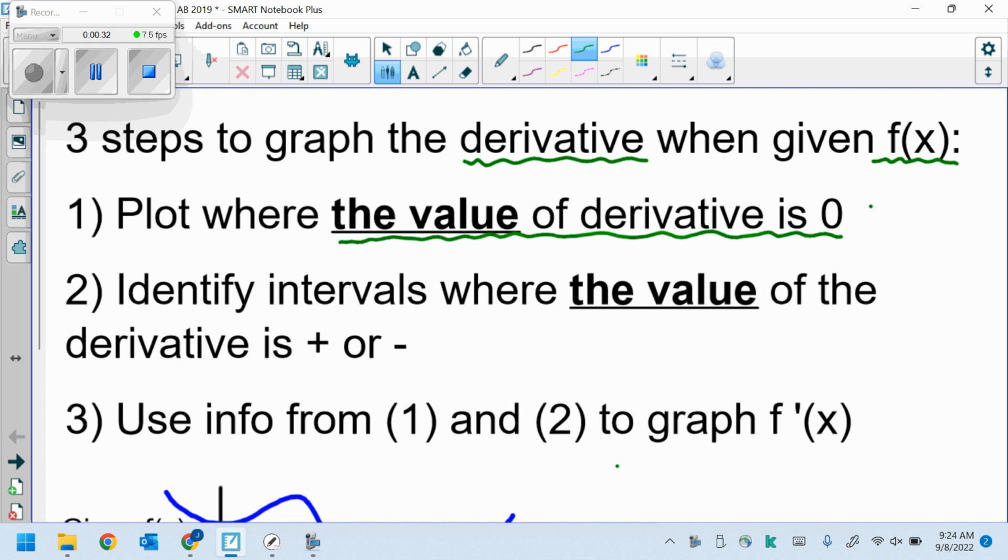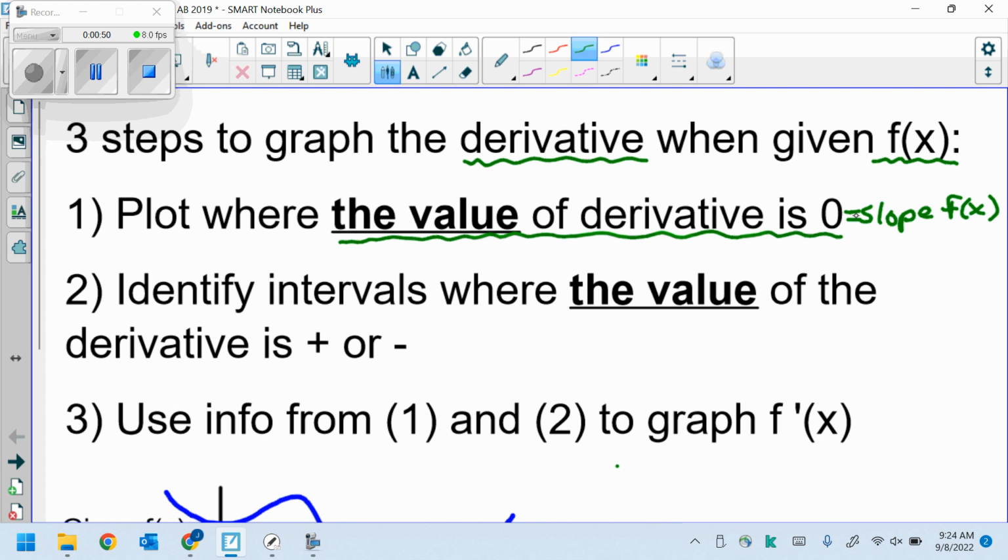That means the slope, because derivative and slope mean the same thing, the slope of the function is equal to 0. Okay, so we got to find where that happens.